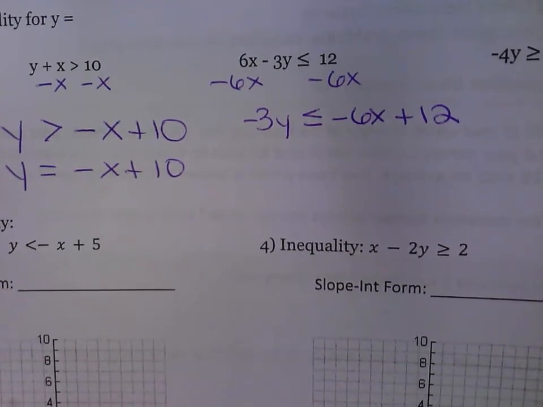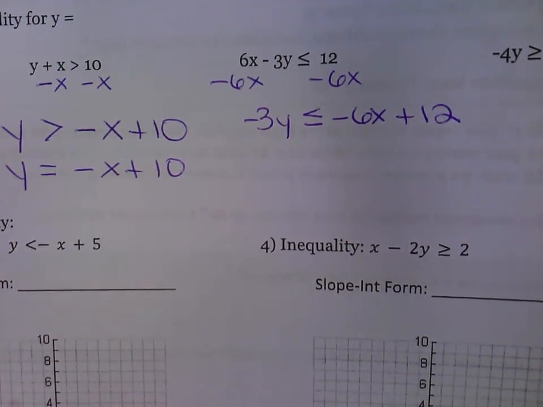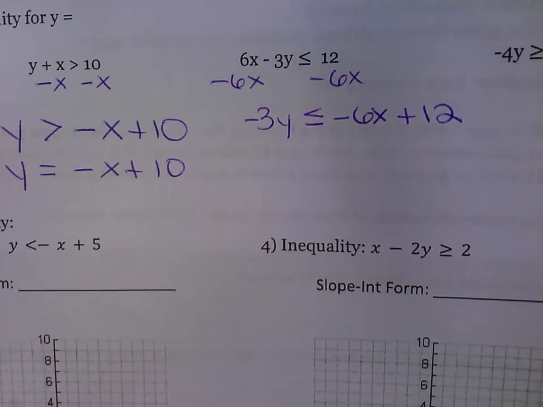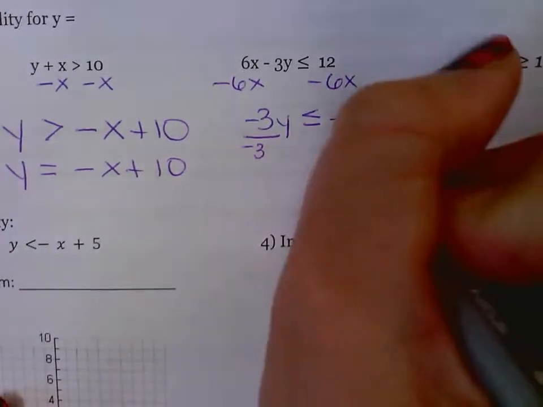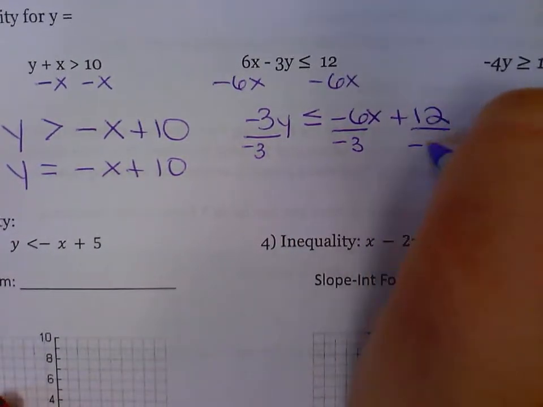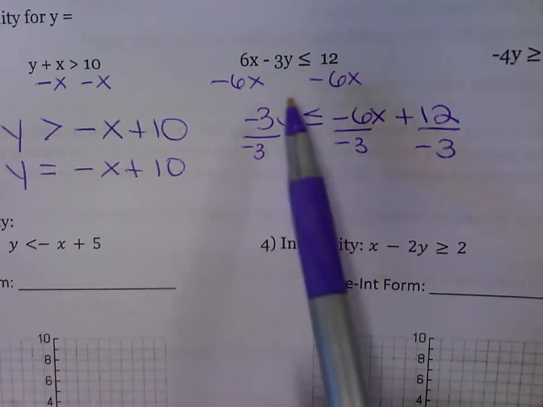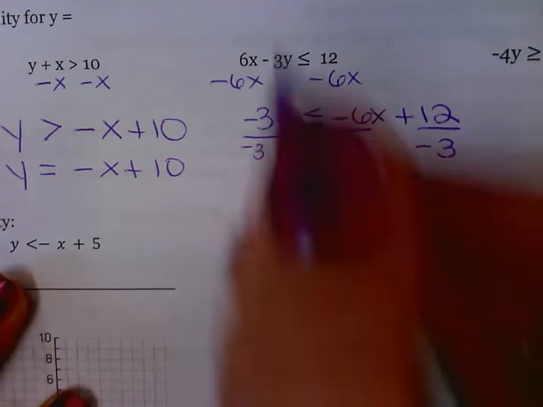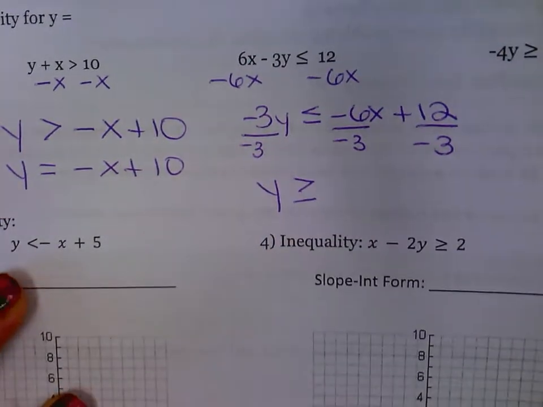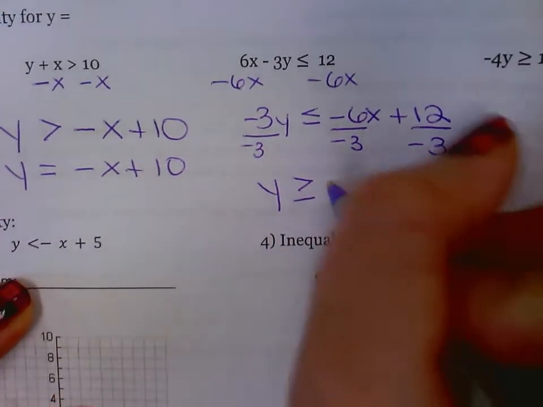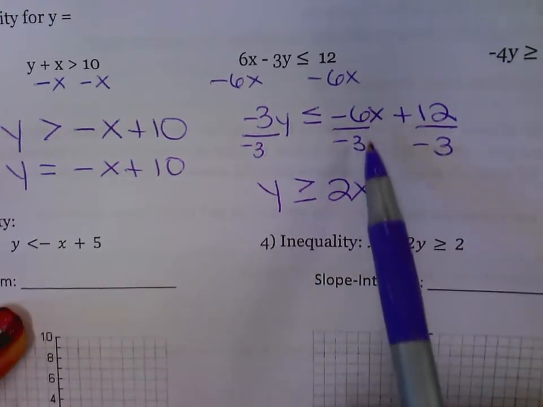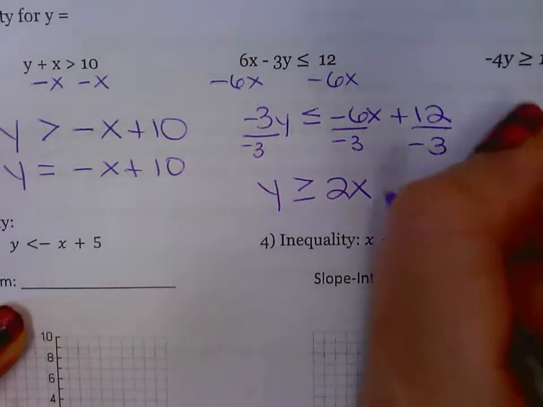Now, what do I do next? All right, here's the tricky part. When you divide by a negative number, what do you have to remember? This sign right here is going to get flipped around, and I'll show you why that is in just a minute. Y is greater than or equal to 2x, because negative 6 divided by negative 3, and minus 4.